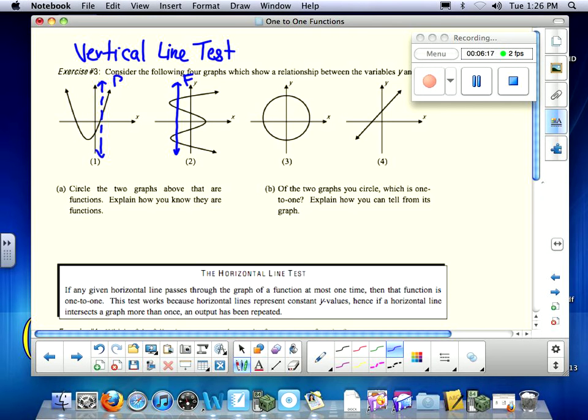This is a pass. How about graph number 3, the circle? Is that a fail or a pass? It's a failure. Good. And number 4, that's a pass. Okay, so far we have 2 that pass. The parabola, number 1, and the line, number 4. Now circle the 2 graphs above that pass.